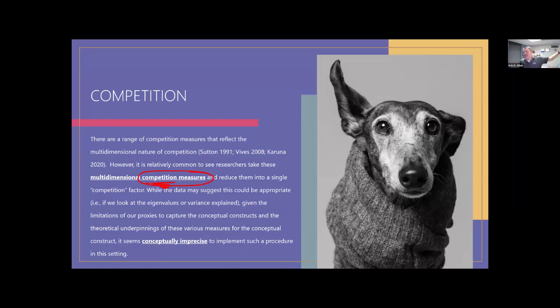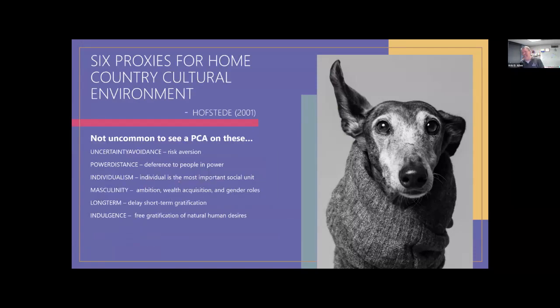We literally have research that shows that competition is multidimensional. And so the idea that somebody would take a shortcut and say, okay, I'm going to take this multidimensional construct and boil it down to one thing, that seems pretty silly, right? And so that's where we get to Hofstede's measures. I can't tell you how many papers I've read.